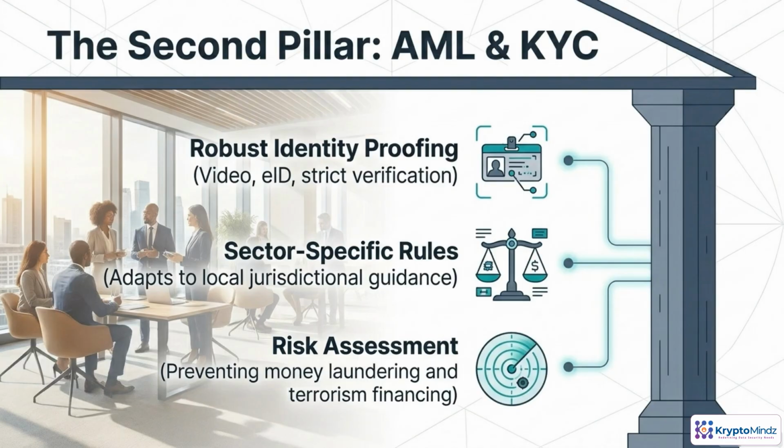The second pillar is AML and KYC, where our eIDAS-based onboarding meets financial crime regulation. We must prove who the customer is with strong identity proofing, then apply sector and country-specific rules, and finally assess risk. That way, the bank can block money laundering and terrorism financing while still allowing smooth onboarding.